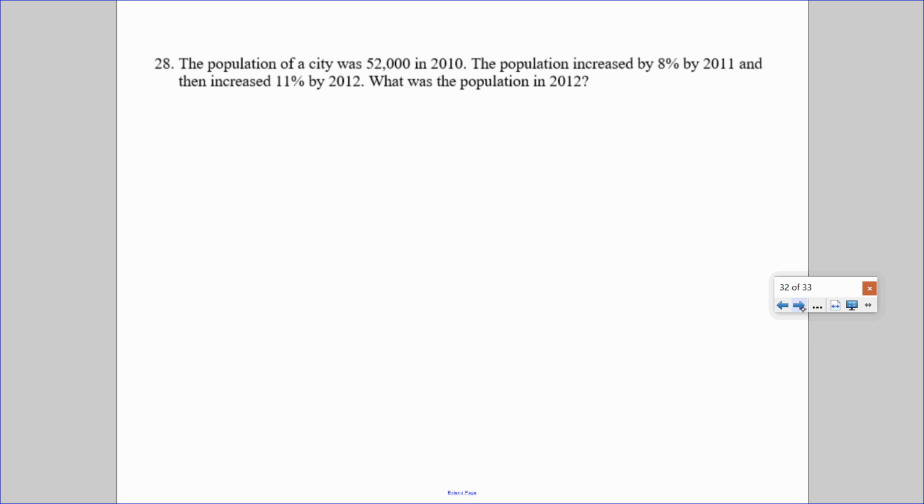We just got two more. Why don't you try number 28 on your own right now? And after that, we'll go over that, and the rest you'll practice. Try number 28 on your own. I'll give you about a minute and a half.